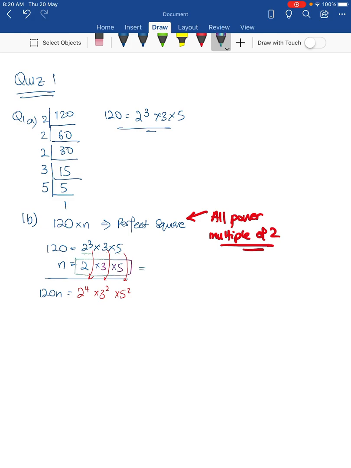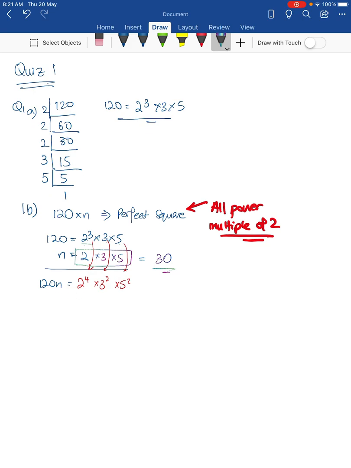In this case, you have to give a value, find the smallest possible integer. So it's 2 times 3 times 5, that will give us 30. So that will be the answer. Okay, so this is for question 1B. Now we're going to go to 1C.